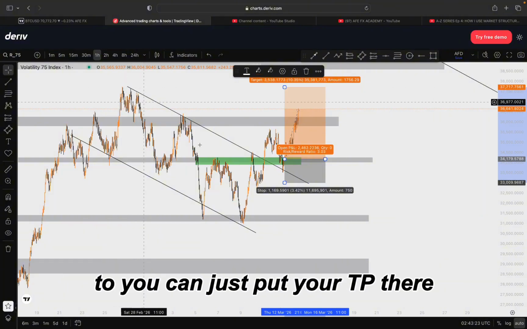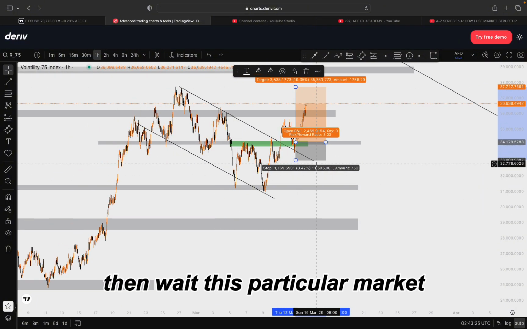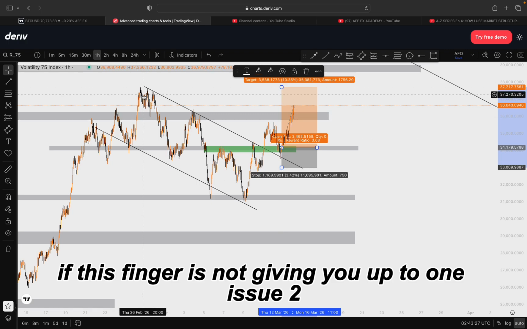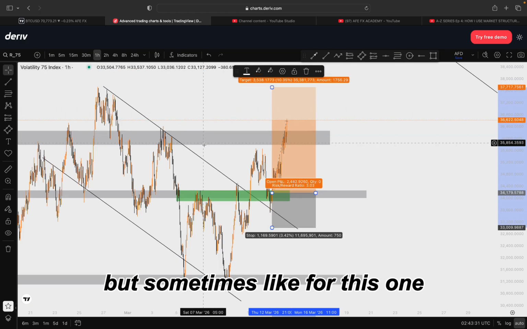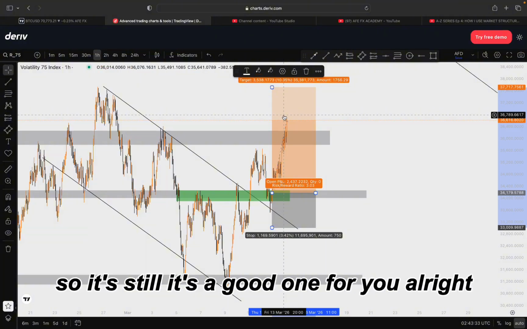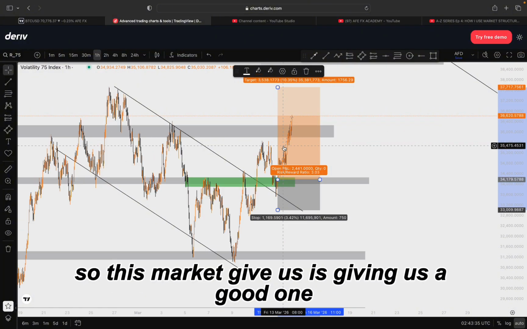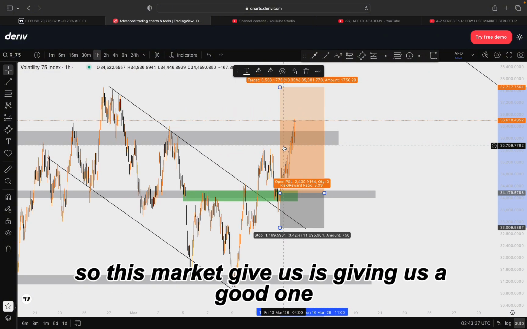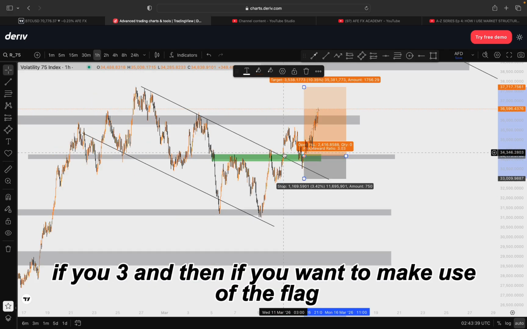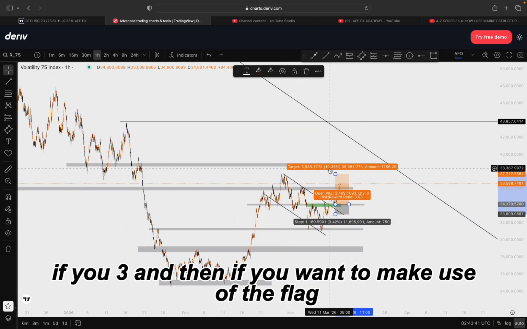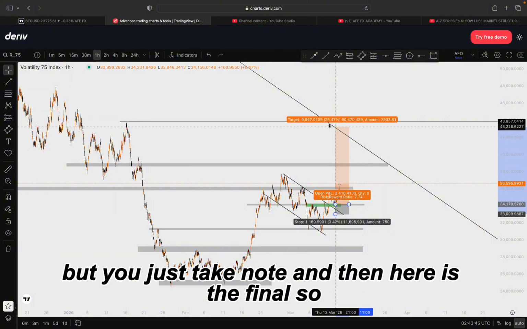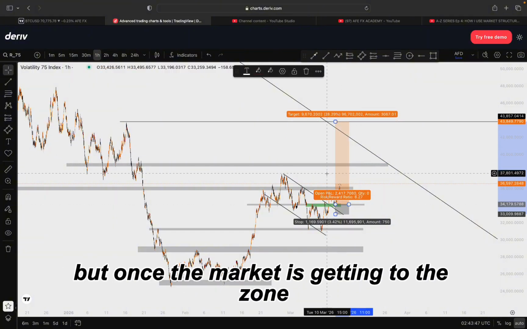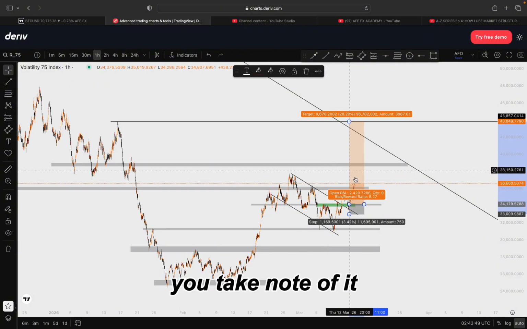You can just put your TP there with this particular market. I told you guys, if this swing high is not giving you up to 1:2, you should just adjust to make it 1:2. But sometimes, like for this one, it's up to 1:3, so it's a good one for you, right? So this market is giving us a good 1:3. And then if you want to make use of the flag or the next zone level here, this is a TP level, but you just take note, and then here is the final. So once the market is getting to the zone, you take note of it.